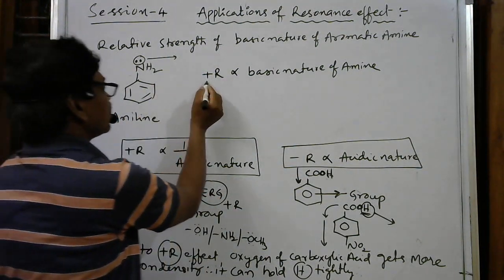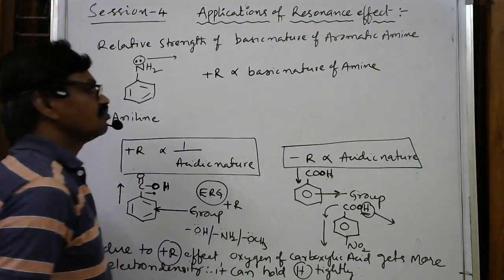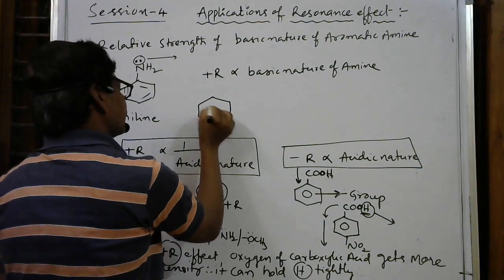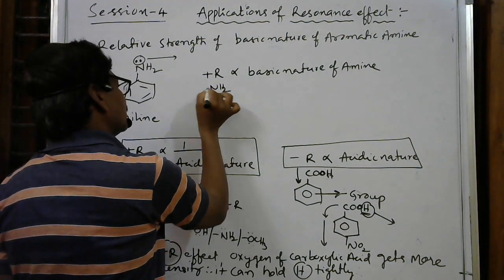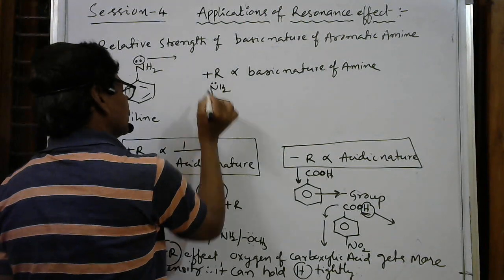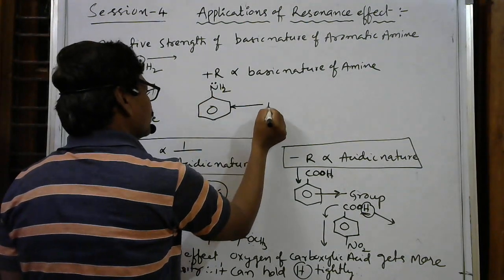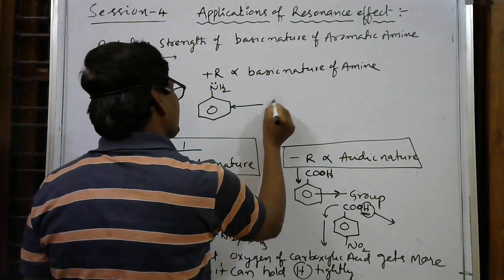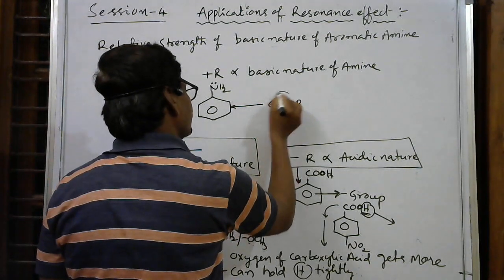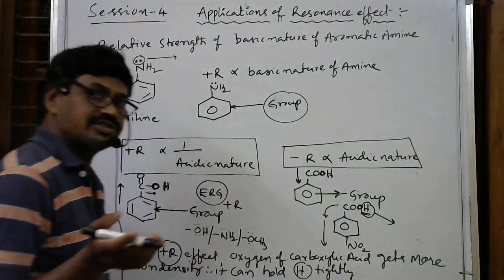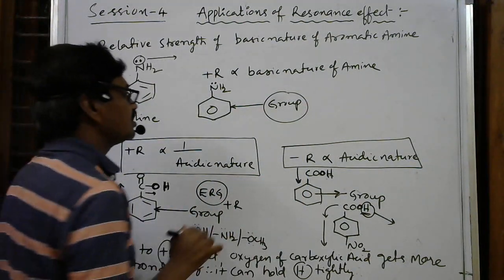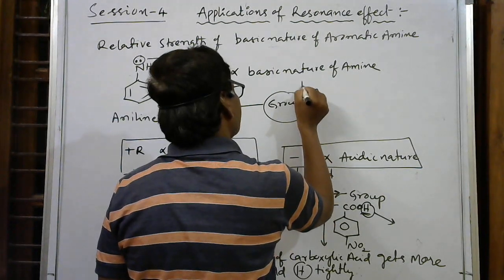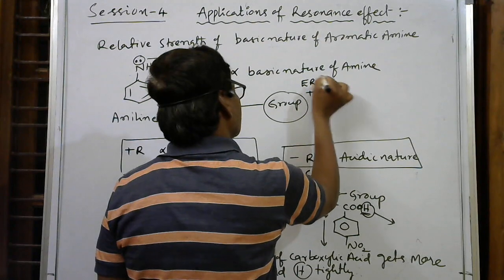Similarly, in basic nature, plus R is directly proportional to basic nature. Why is it so? See here, this is amine, NH2. Here there is a lone pair of electrons. Whenever we say plus R group, it means the group which contains a lone pair of electrons. This is the general concept I am giving; a few exceptions are there in the amine chapter. There we will see this group is a plus R group. Plus R group is otherwise called ERG, electron releasing group.